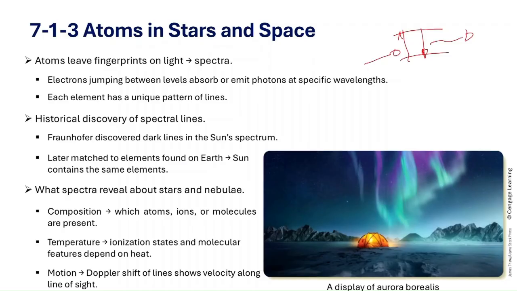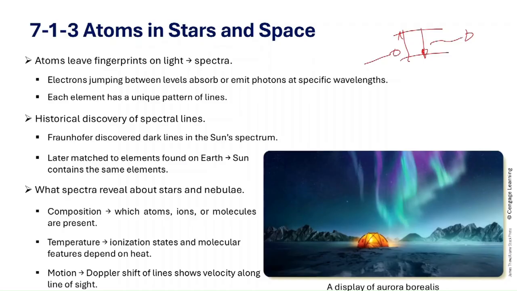So in short, spectra are the ultimate detective tool. They reveal what something in space is made of, how hot it is, and whether it's coming closer or moving away. And that's a lot of information, all from light. So let me leave you with a thought. Almost everything we know about the stars, their chemistry, their temperature, their movement, comes from these lines of light. And without them, we would be almost blind to the universe.